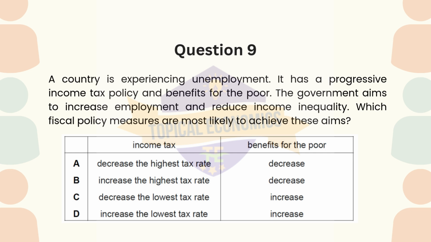Looking at these options, option C looks correct. That is, decrease the lowest tax rate and increase the benefits to the poor. So the answer for this is option C.